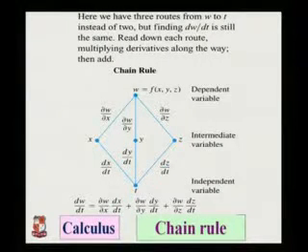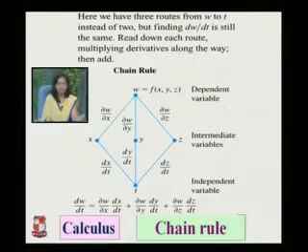From w to t, right? But finding dw by dt is still the same. Here at the top we have w is equal to f of x, y, z. Then at the middle point we have x, y, z, and the last point is t. So we can take the multiplication and add those 3, and we get our chain rule, right?